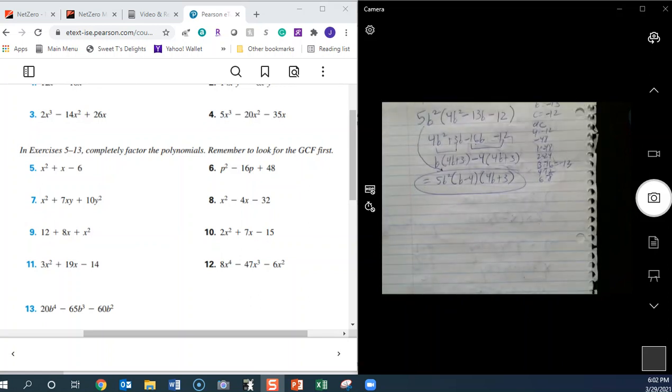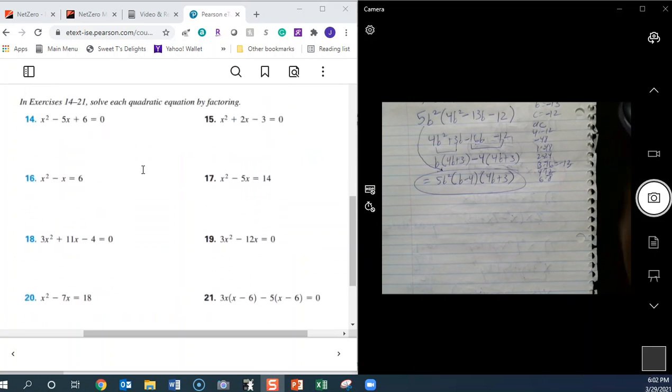Okay, now we scroll down a little bit here. Now, in these problems here, they're basically the same as what we've done before, but this time they want us to actually solve. They say solve each quadratic equation by factoring. I'm going to show you how to solve this by factoring.